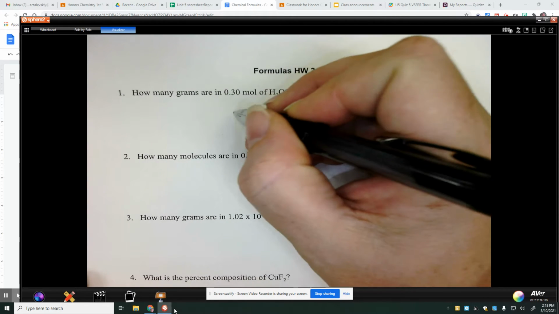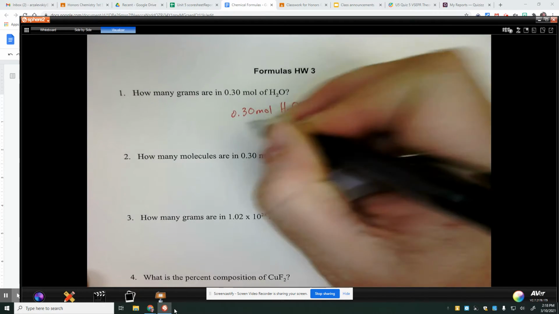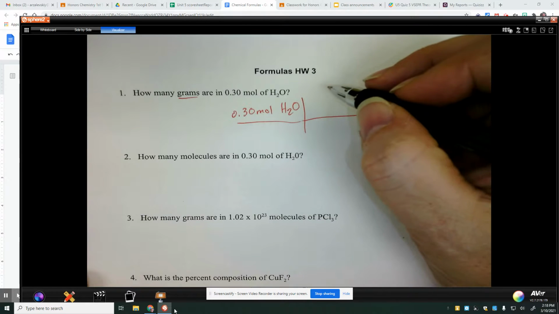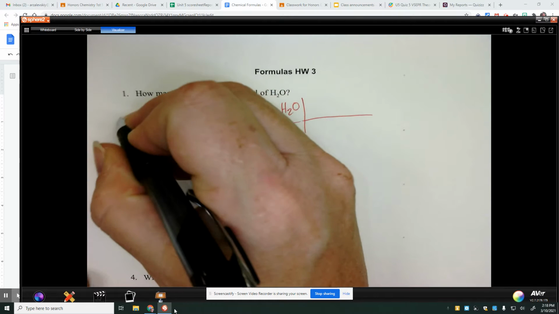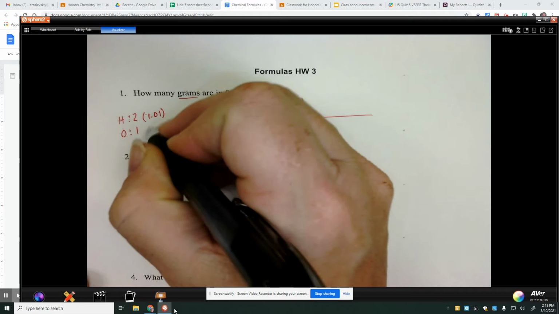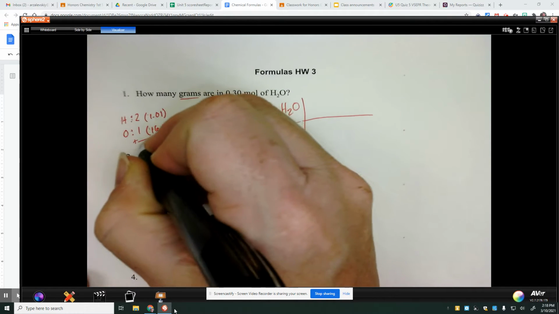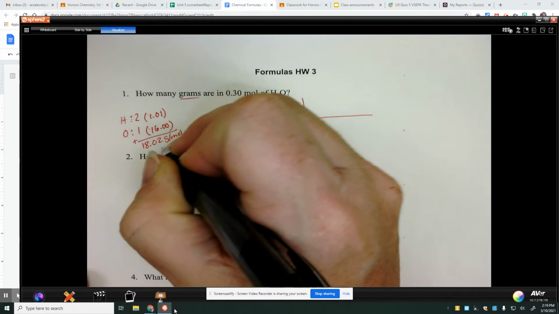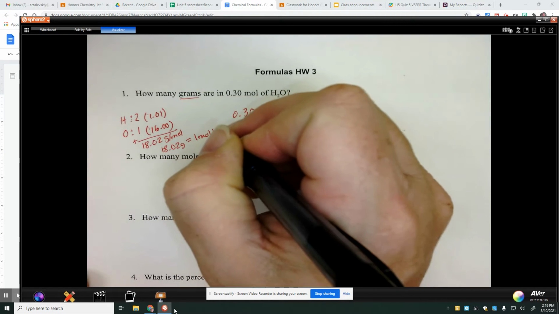I have 0.30 moles of water, and I need to go from moles to grams. The way we go from moles to grams and grams to moles is through molar mass. So the molar mass of water, we have 2 hydrogens and 1 oxygen. From the periodic table, each hydrogen is 1.01 and oxygen is 16. That gives us a molar mass of 18.02 grams per mole. That means there are 18.02 grams of water in 1 mole of water.